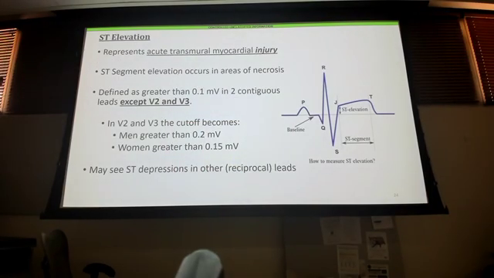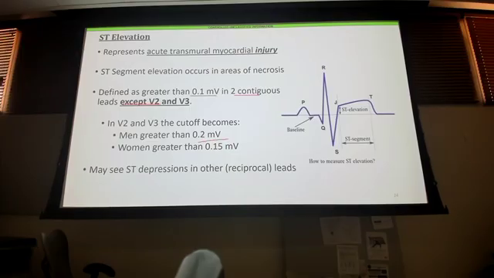Now, when you see an ST elevation, typically to say it is elevated, we're looking at least a 1 millimeter elevation above baseline in 2 contiguous leads, except for V2 and V3. If the elevation is in V2, V3, you get a little more wiggle room before we're calling it an ST elevation. And it depends on the sex of the patient. If it's a male, you get 2 millimeters of elevation before you can call it an ST elevation in V2, V3.